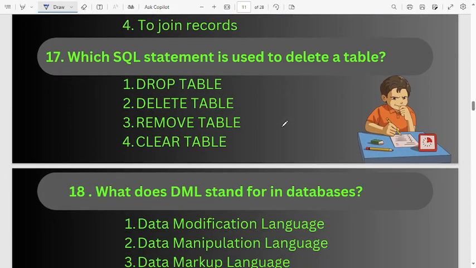Which SQL statement is used to delete a table? Delete. You may be confused between delete and drop. The delete command basically deletes the data but doesn't delete the structure of the table. But drop table will delete the whole table. So the question is, which statement is used to delete the table? The right answer will be drop command. Drop table, table name.